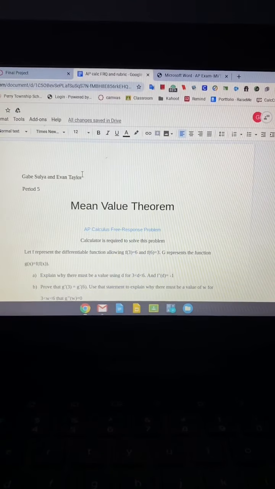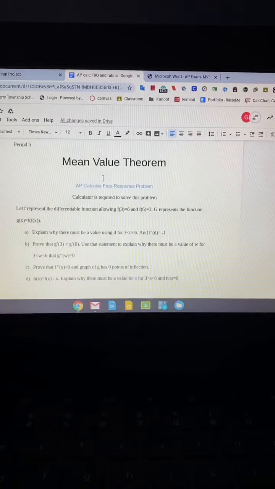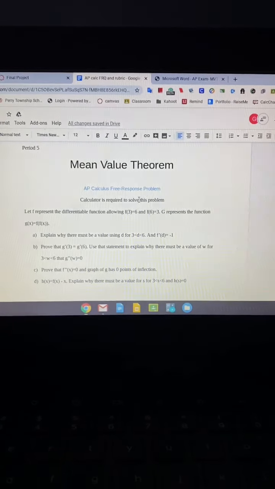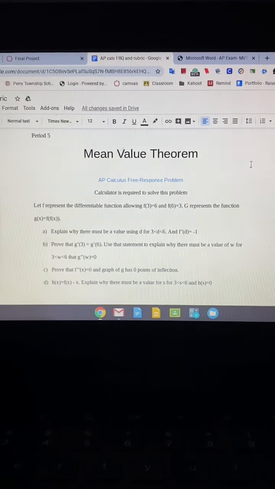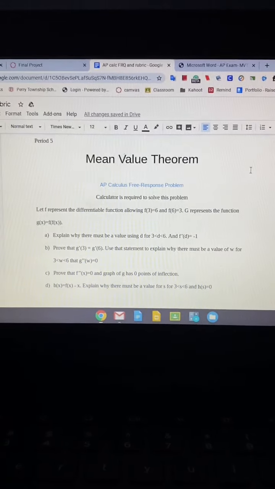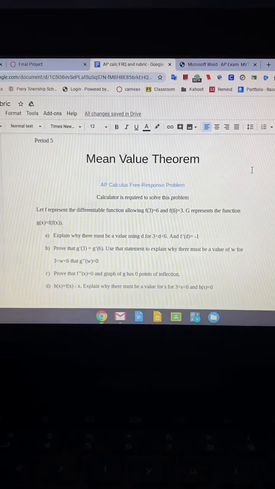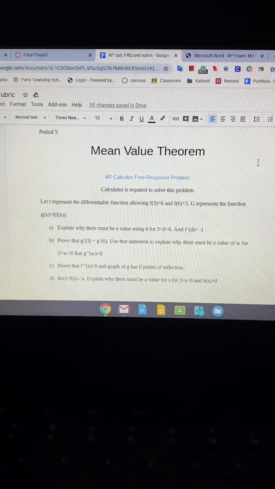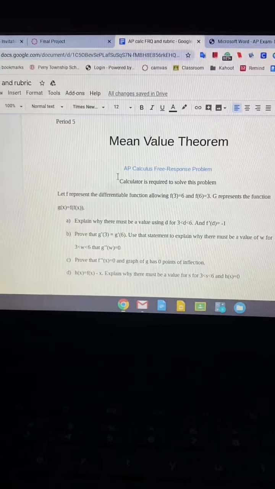Gabe's free response AP calculus question. Mean value theorem. A calculator is required to solve this problem. Let f represent the differentiable function, with f of 3 equal to 6, and f of 6 equal to 3. g represents the function where g of x equals f of f of x.